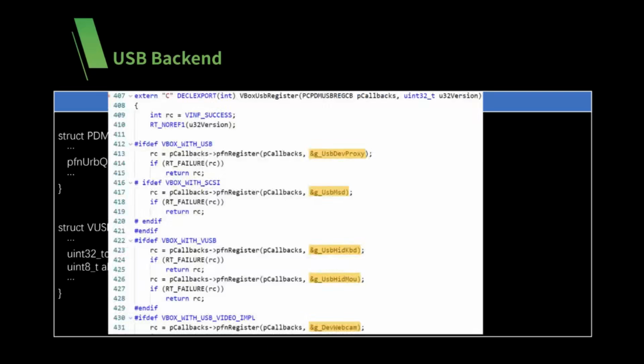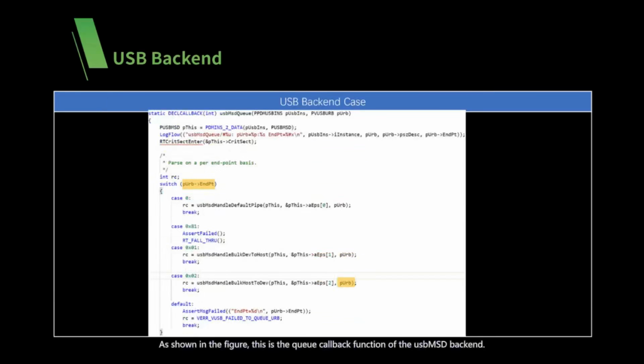As shown in the figure, this is the USB backend registration function. From here, you can find all registered USB backends. As shown in the figure, this is the queue callback function of the USB MSD backend. The endpt field represents the type of USB data, and the USB packet is stored in the pUrb parameter. Almost every USB backend has such data processing logic.